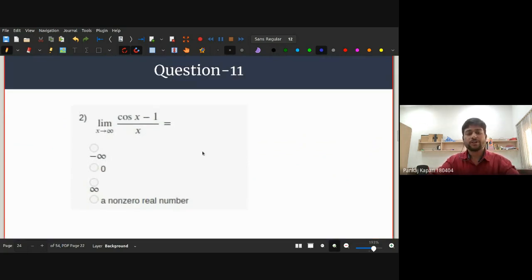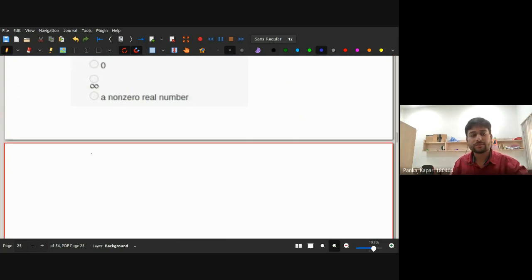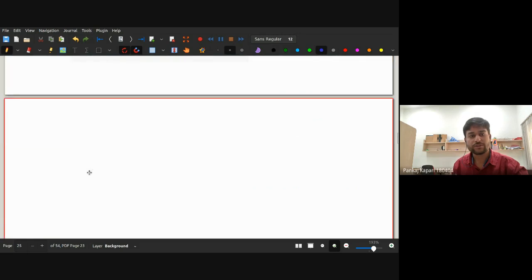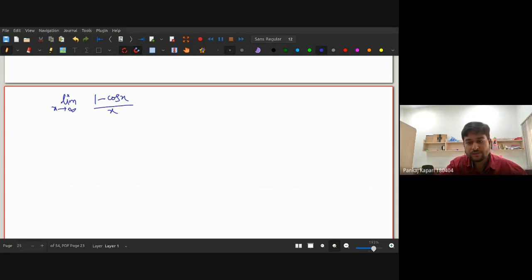Okay, so what should this limit be? Cos x minus 1 divided by x when x approaches infinity. Okay, so the limit as x goes to infinity of 1 minus cos x divided by x. So can someone suggest what we should do?